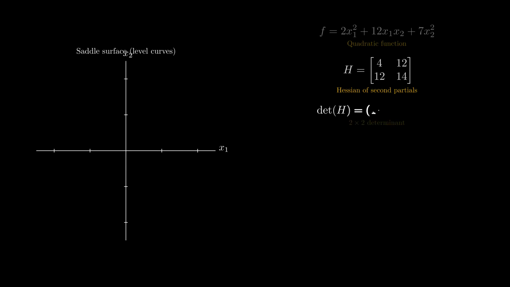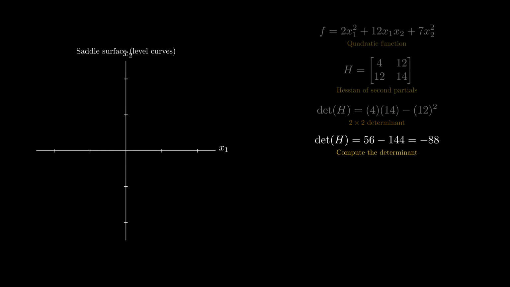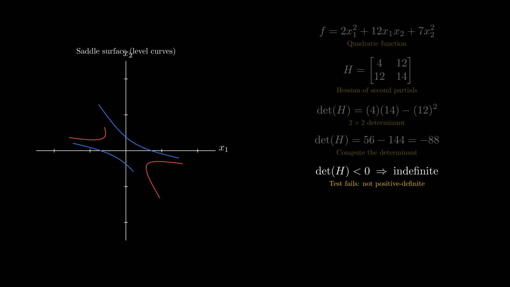Algebra is one thing, but let's see what these matrices actually look like geometrically. Take the function f equals 2x1 squared plus 12x1x2 plus 7x2 squared. Its Hessian matrix has 4 in the top left, 12 in the off diagonals, and 14 in the bottom right. Now let's check the determinant. 4 times 14 is 56. 12 squared is 144. Subtracting gives 56 minus 144, which equals negative 88. That's negative, so the determinant test fails, and this matrix is indefinite.